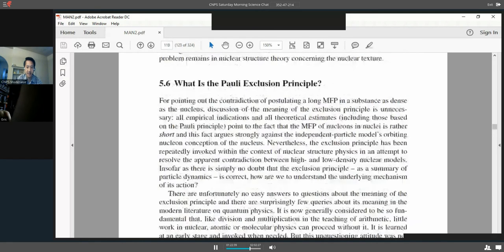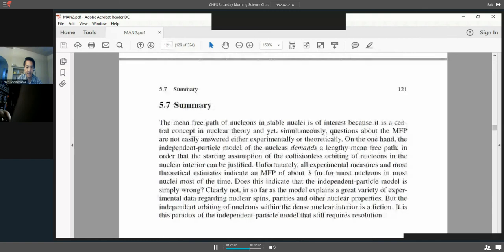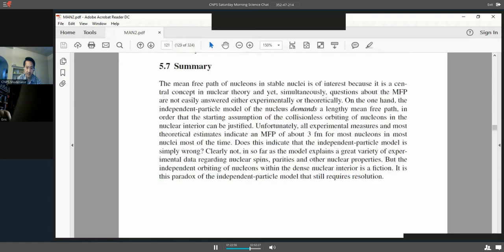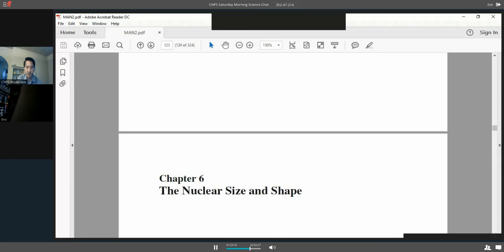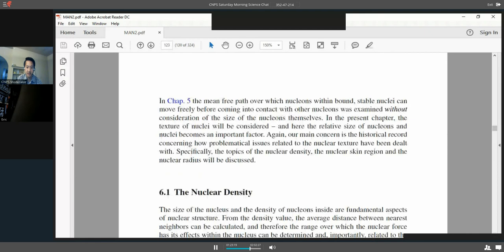So I think that's basically their main point, that you wouldn't be able to see any of the data that we see. They're saying that the independent particle model demands a very lengthy mean free path, but all the experimental data says it only has about 3 centimeters for most nucleons. So that's a big contradiction for the shell model, which is the mainstream model.